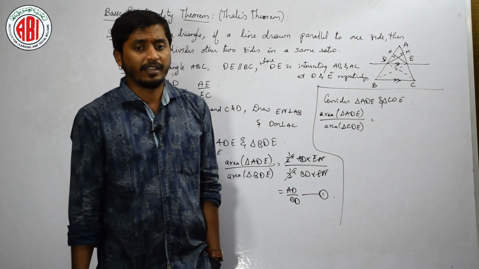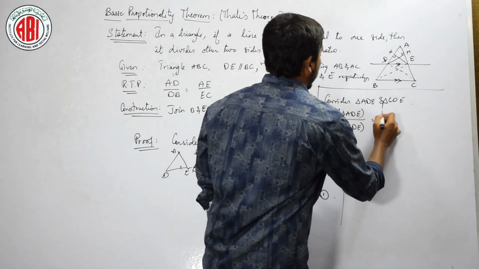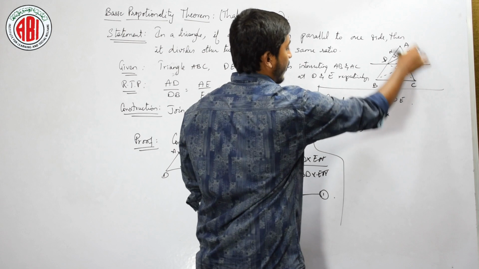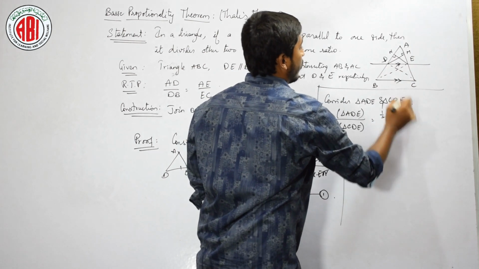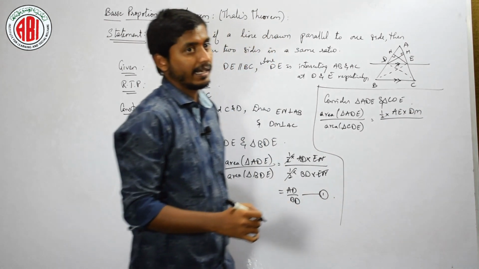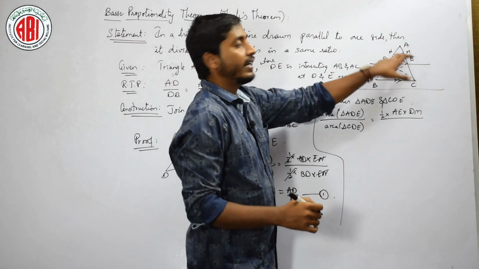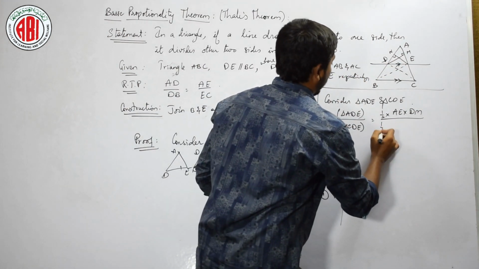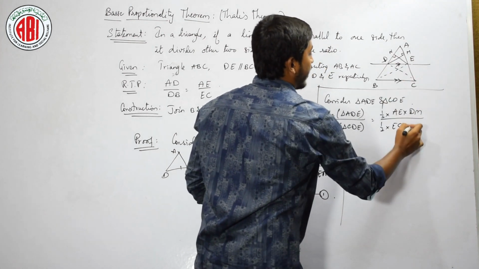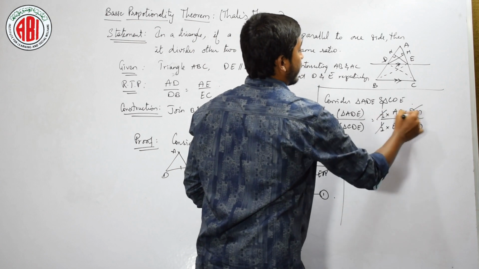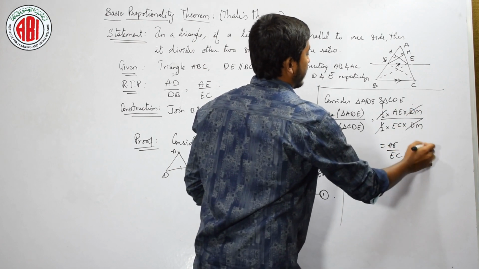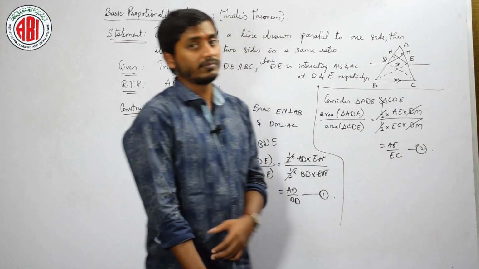Half into base into height, isn't it? That is half into the base of triangle ADE. Let us see from this side, it will be AE into, what is the height? DM, isn't it? Similarly, if we consider CDE, half into the base is EC, height will be again the same DM. Half and DM get cancelled, we get AE by EC. This is the second equation, right.